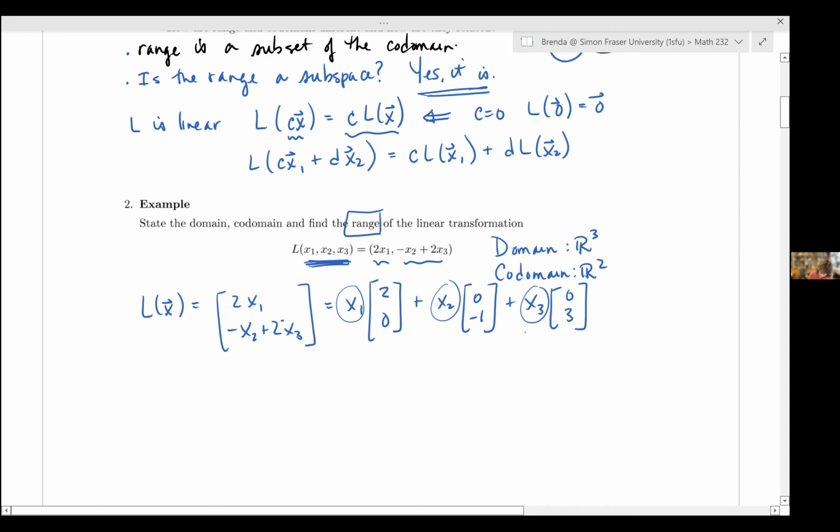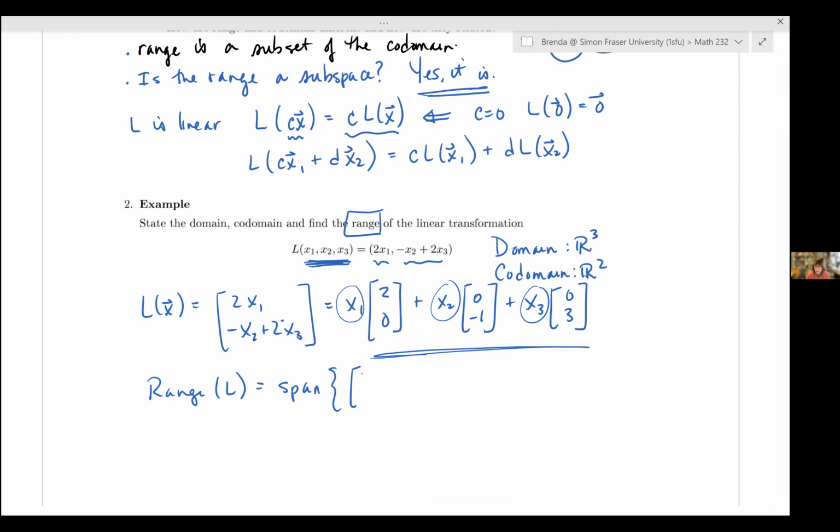So that means I'm looking at being able to produce all linear combinations of these 3 vectors here. So the range of L is the span of these 3 vectors. Because I'm allowed to choose any X1, X2, X3, they are real numbers. I'm allowed to choose whichever ones I want on the input. So because I'm taking all linear combinations of these 3 vectors, that output there is the span of those vectors.